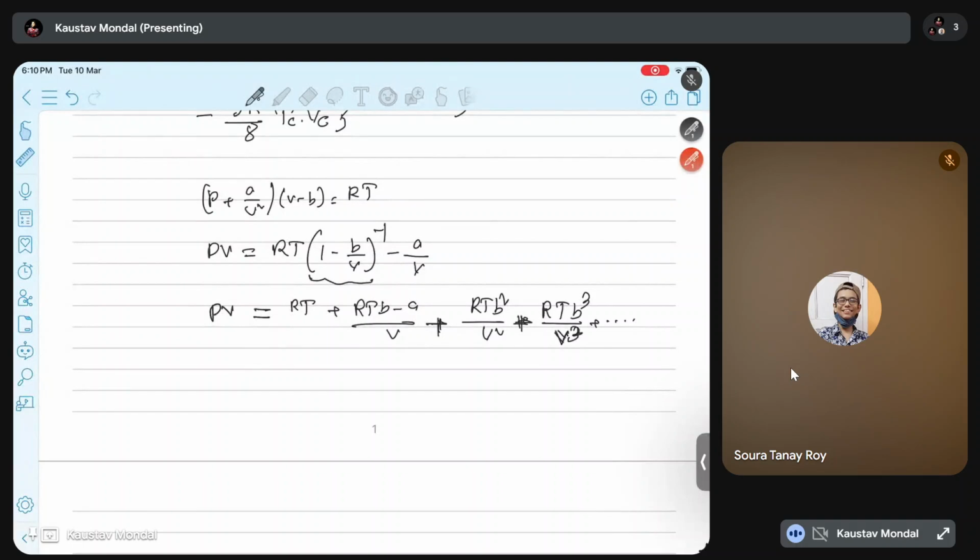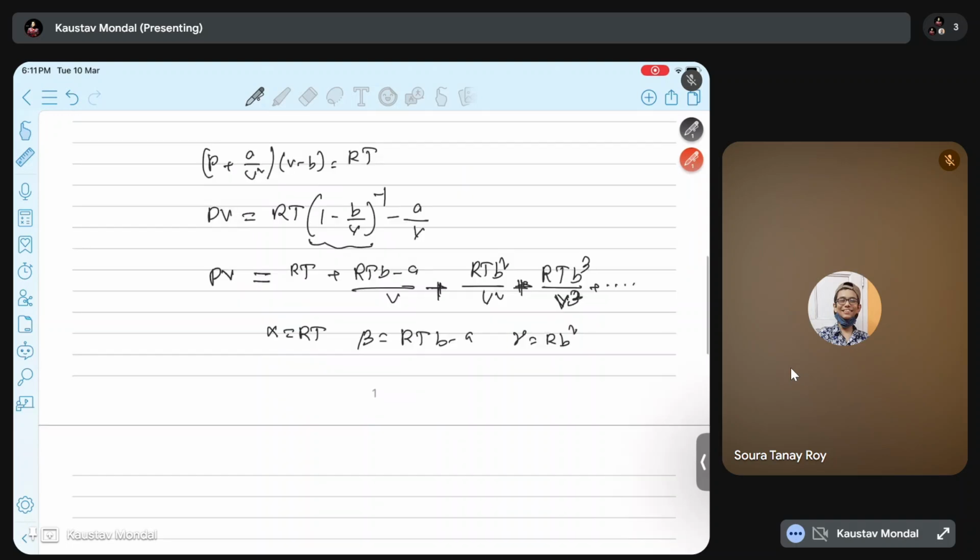These are basically the virial coefficients. So first is alpha, that is RT, beta is RT, B minus A, gamma is RT, B square. So these are the different orders of virial coefficients.